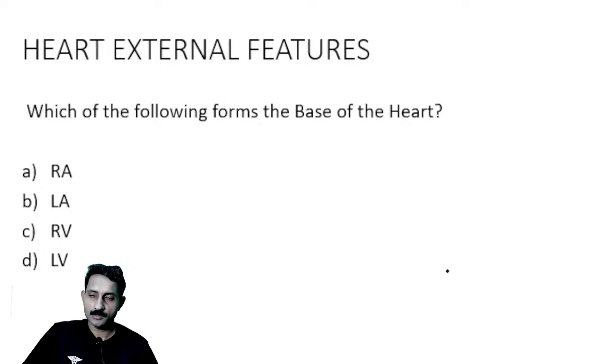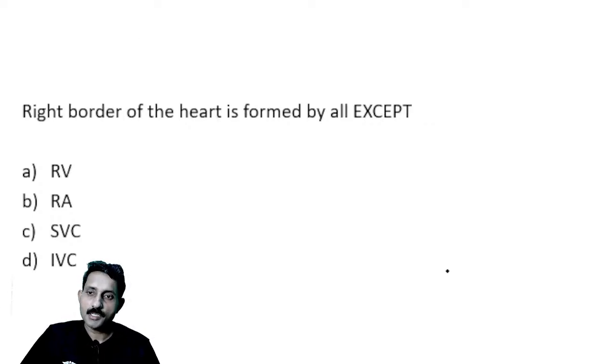What is inside the thorax? We have the heart and lungs. First we'll see the heart, then we'll see the lungs. External features of the heart, a commonly asked question: which of the following forms the base of the heart? The chambers of the heart, we must have learned in higher secondary: four chambers, right atrium, left atrium, right ventricle, left ventricle. What is the structure that is forming the base of the heart?